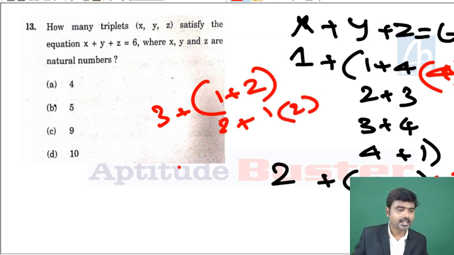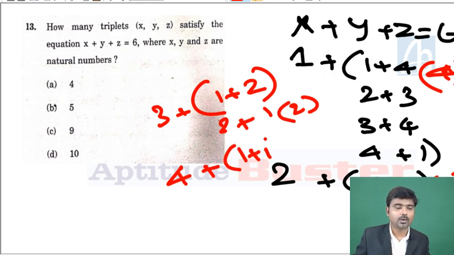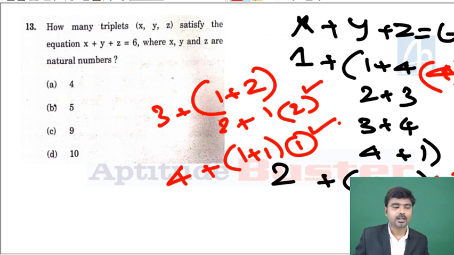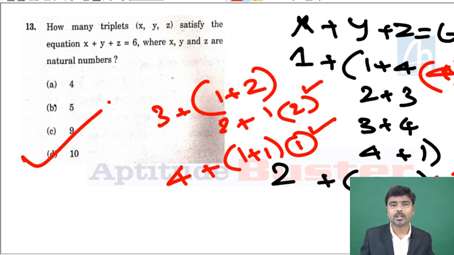Right? Next, I'll take x equal to 4. Then how many possibilities? 1 plus 1. Only one possibility. Right? 4 plus 3, 7. 7 plus 2, 9. 9 plus 1, 10 possibilities. Manually you can find out the answer for this question. Otherwise I'll explain the other way.